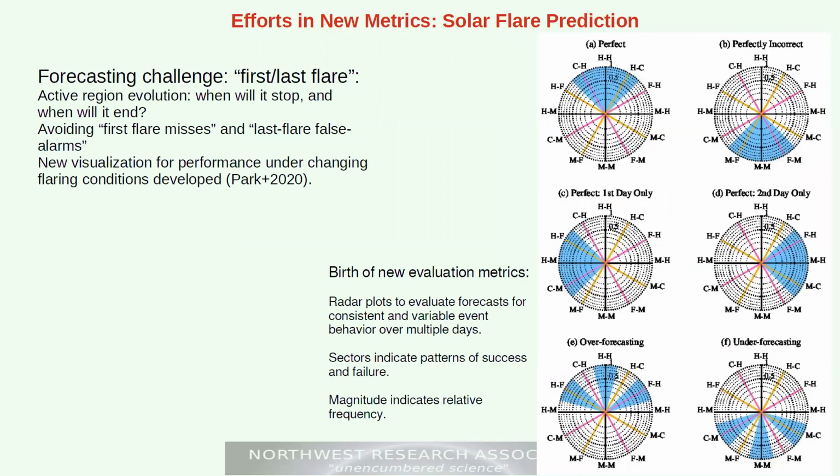So we actually came up with a new evaluation metric to look at 2-day paired forecasts and look at whether you had, as the flare productivity was changing, no flare on day 1 but then a flare on day 2, or 2 flares back to back, or something like that. And we came up with these radar plots where, and I won't go through this completely, you can very easily graphically see if you're doing things perfectly or if you're always over forecasting or always under forecasting, just by which sectors were being filled in.